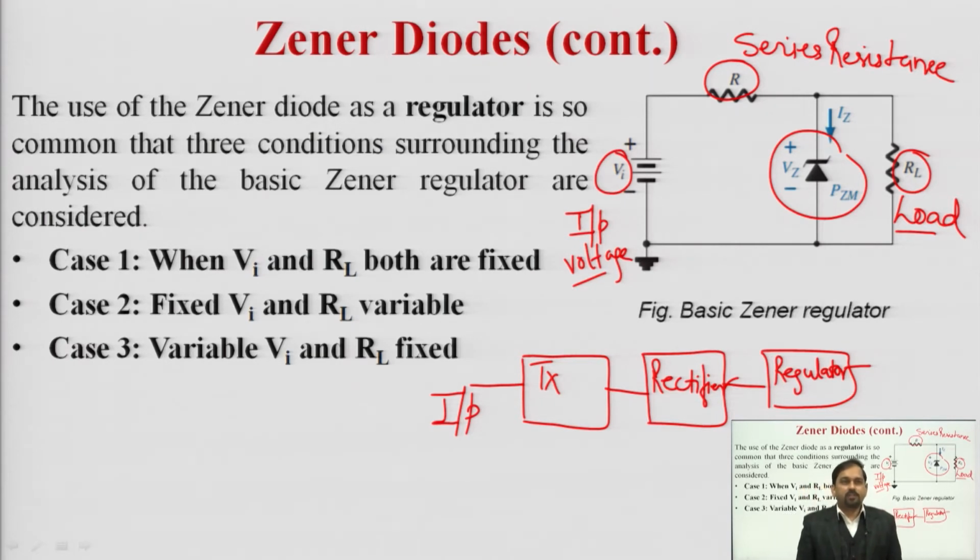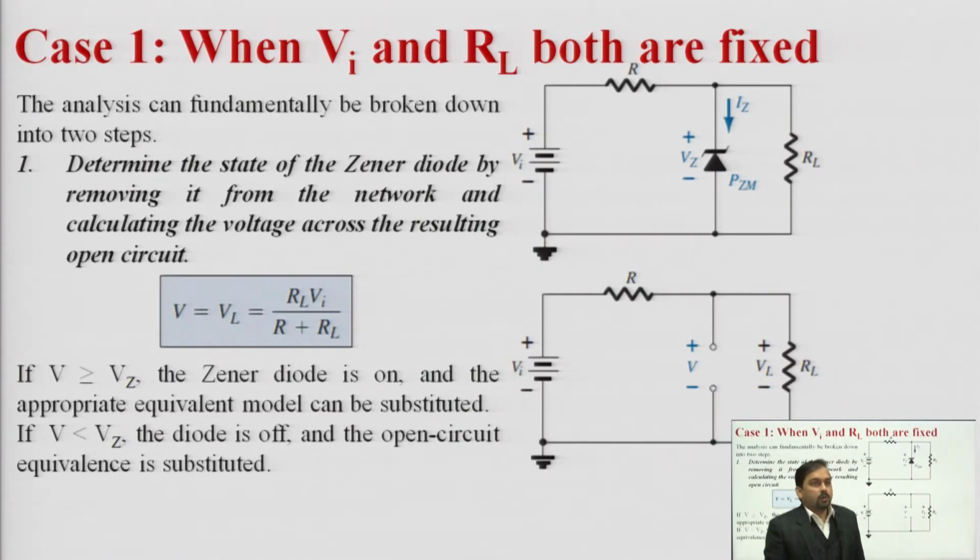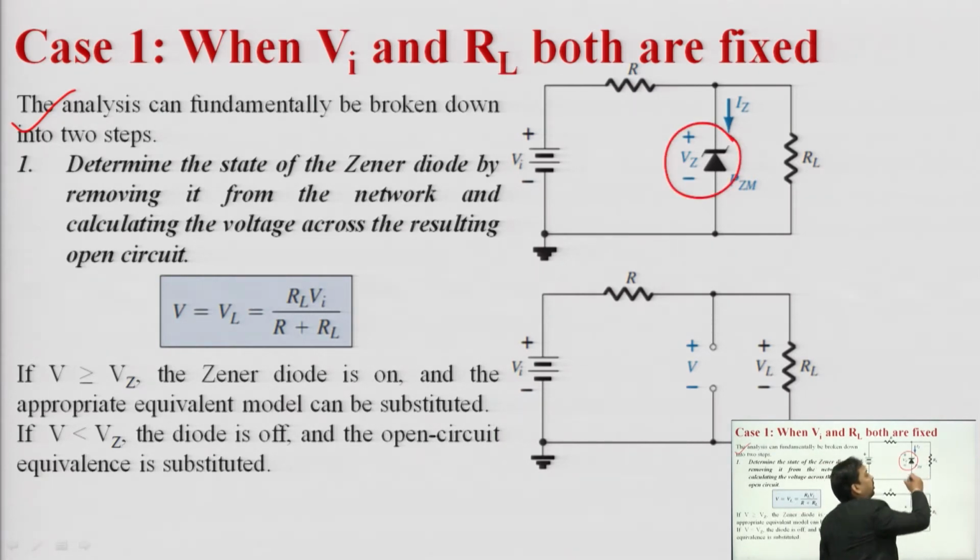So, we will see the first case for the Zener diode as a voltage regulator. In this first case, we can perform the analysis by first checking whether this Zener diode is in the conducting stage or non-conducting, that is, whether this Zener diode is working in the reverse bias condition or not. For that, first of all we need to remove this Zener diode from this circuit.